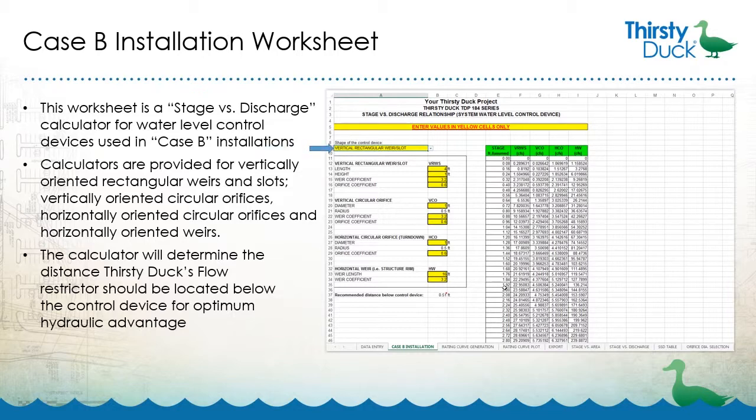To use the calculator, first select the type of control device from the drop-down menu, which will appear when the device type cell is selected. Then enter the relevant dimensions and coefficient of discharge for the selected device type.